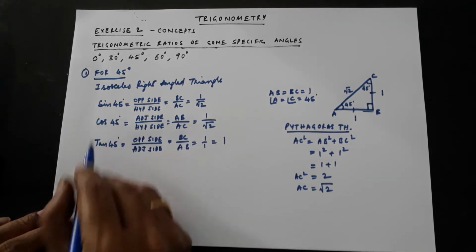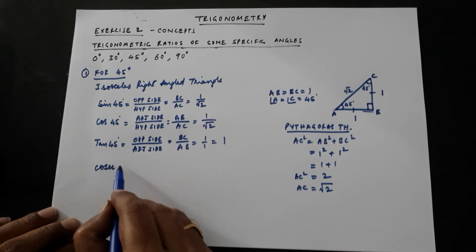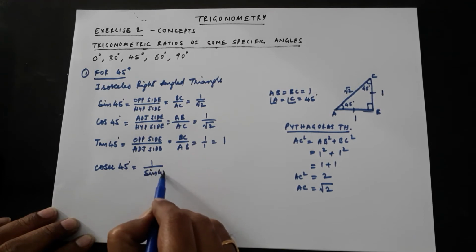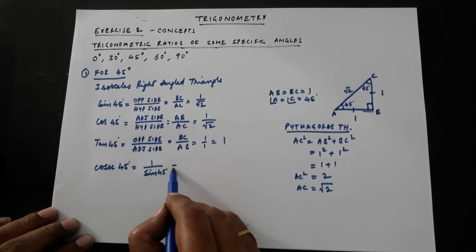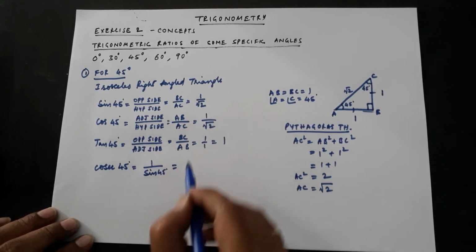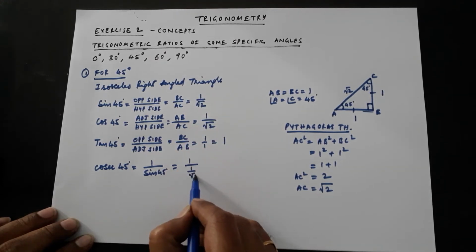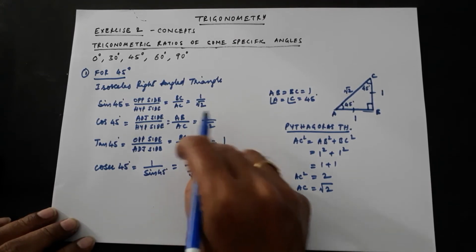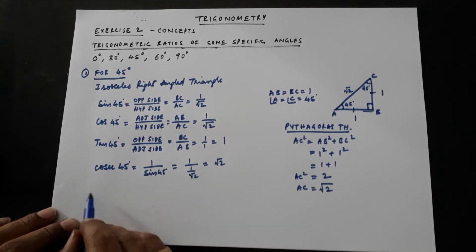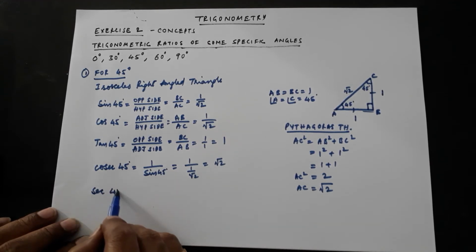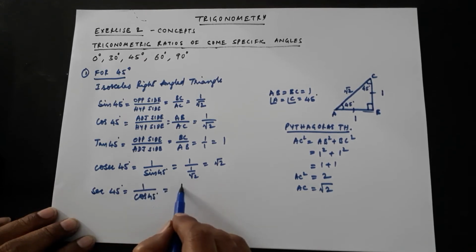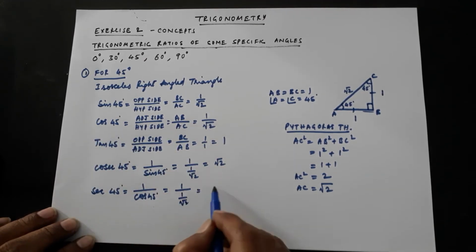Similarly, we can now find out cosecant 45 degrees, which is nothing but 1 by sine 45. Cosecant is 1 by sine. So 1 by 1 by root 2, which is nothing but root 2. So this denominator becomes reversed. So we will get root 2. Similarly, secant 45 degrees equal to 1 by cos 45 degrees. That is 1 by 1 by root 2. Cos 45 is 1 by root 2. So we will get again root 2.